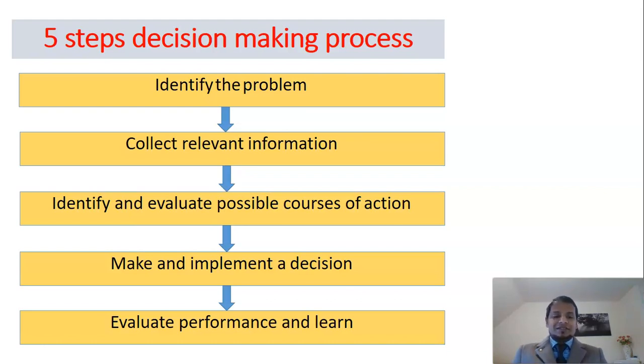If we want to make a decision, we need relevant information. The second step is collecting relevant information, and obviously relevant, accurate and reliable information we should collect to make the decision. After collecting information, we should evaluate the possible courses of action. What are the options we have? We have to identify the options and evaluate the options.